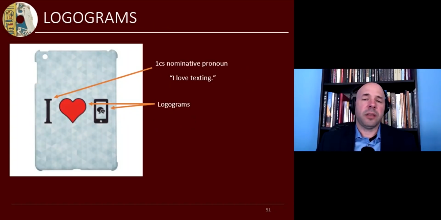Now, you might think this kind of group writing sounds difficult and foreign and complicated, but the fact is we're using it all the time. You see something like this, where you have I, a typical Roman character, and then you use logograms, right? The sign of a heart to mean to love, and the sign of a phone to mean texting, so you could write I love texting.